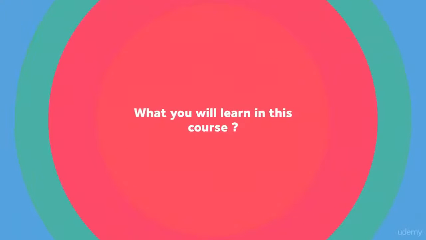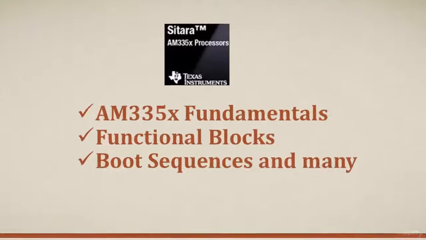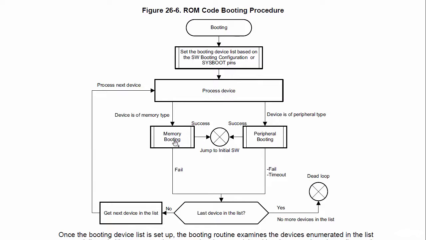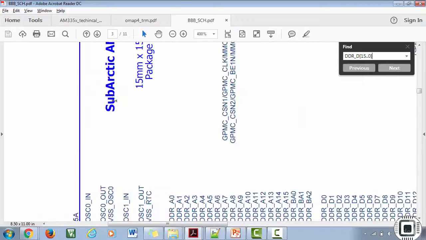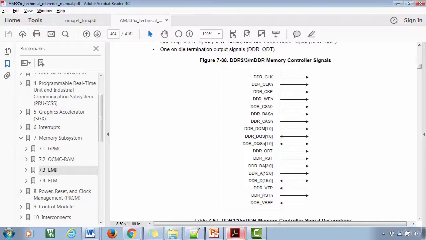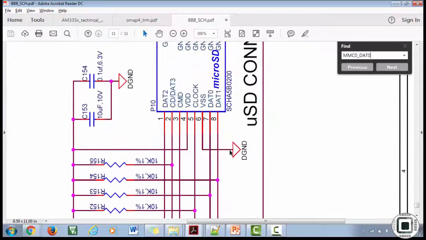So what exactly will you learn in this course? First, we will learn about the AM335x SOC and its functional block. Then the booting sequences of bootloaders and Linux kernel on this board. Then we will step by step boot the boot images on the board such as MLO, U-Boot and the Linux kernel along with the theory explanations, and we will understand the boot sequences.